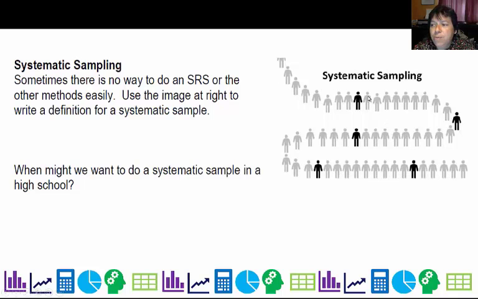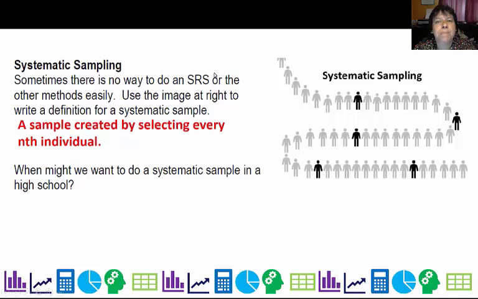And if you count 1, 2, 3, 4, 5, 6, 7, 8, 9, 10, 1, 2, 3, 4, 5, 6, 7, 8, 9, 10. What am I doing? I'm sampling every 10th person. So a systematic sample is a sample created by selecting every nth individual. So you skip every so many.